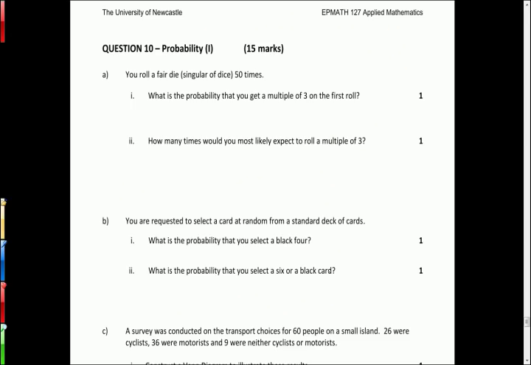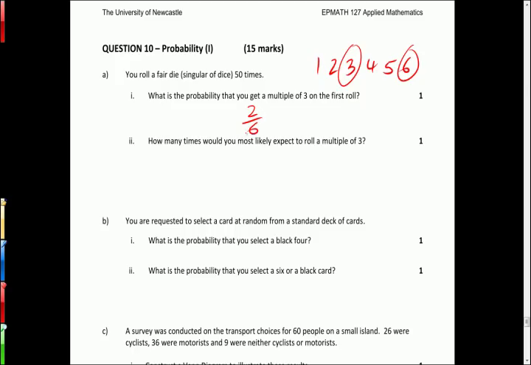10, probability 1. We don't do probability 2 this year, so last question. You roll a fair die, singular of dice, just making sure, 50 times. What's the probability that you get a multiple of 3 on the first roll? Well, I know my sample space is 1, 2, 3, 4, 5, 6. We need to know that a multiple of 3 is defined by a whole number times 3. 3 is a multiple of 3, 6 is a multiple of 3, so is 9, so is 12, so on, but there's only two answers here that are a multiple of 3. So that's 2 out of 6 is the probability of getting a multiple of 3.